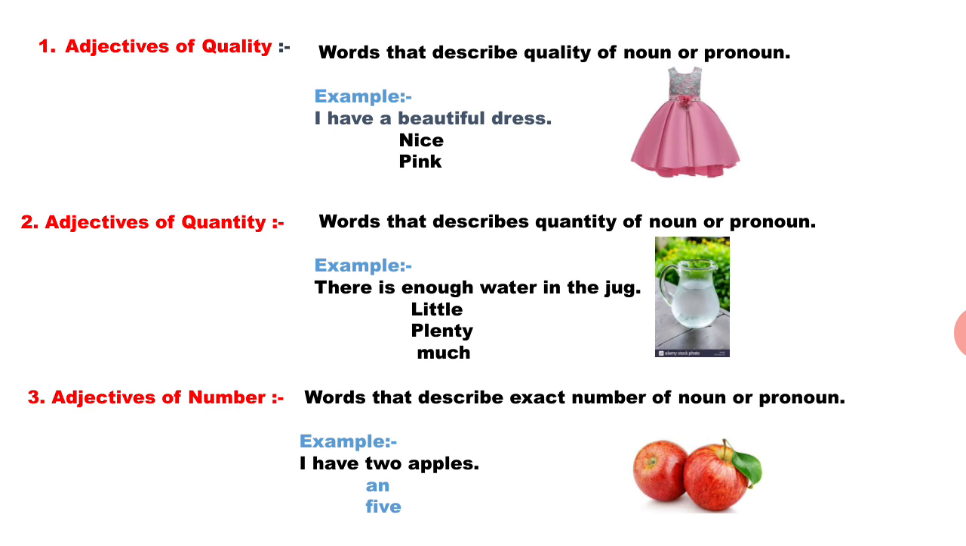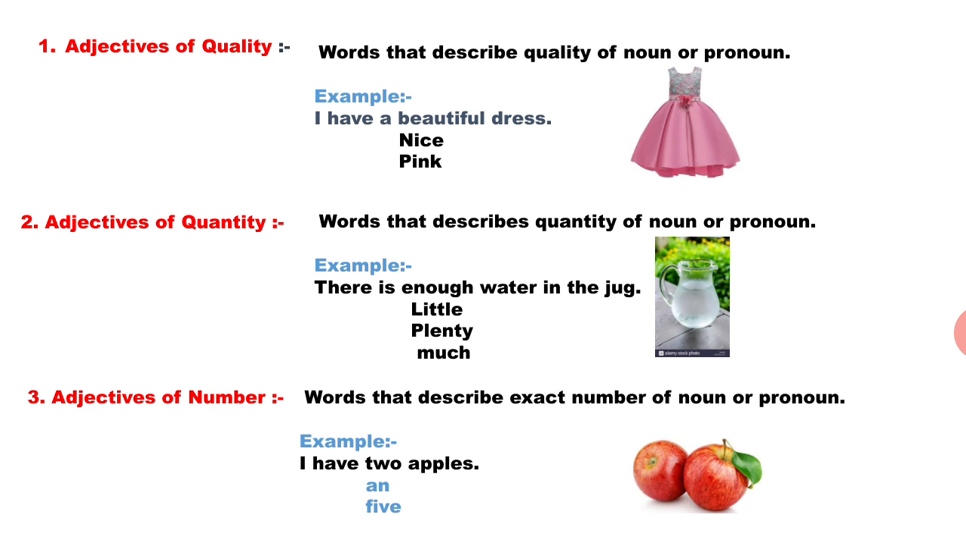So, in the jug there is enough water. Enough is an adjective of quantity. It doesn't tell us the exact quantity of water, it is just the quantity of water. So, there is enough water in the jug. Enough will become an adjective of quantity.